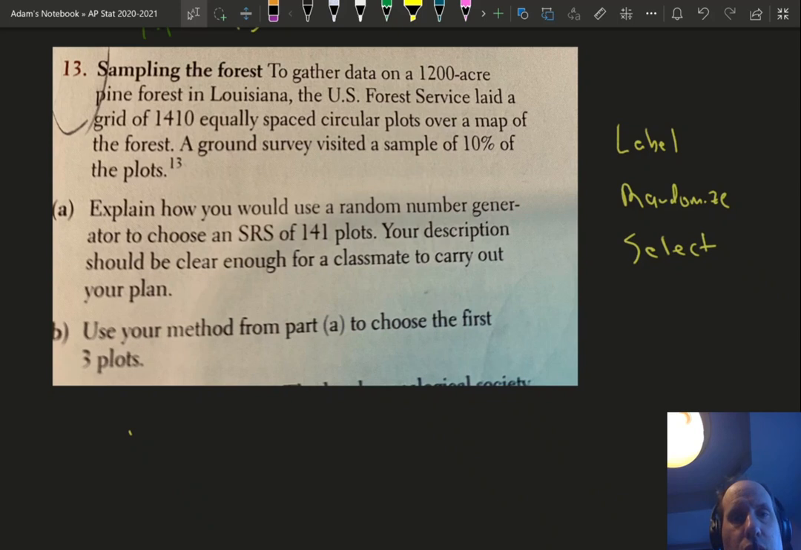To gather data on a 1,200-acre pine forest in Louisiana, the U.S. Forest Service laid a grid of 1,410 equally spaced circular plots over a map of the forest. A ground survey visited a sample of 10% of the plots. Explain how you would use a random number generator to choose a simple random sample of 141 plots. Your description should be clear enough for a classmate to carry out your plan.